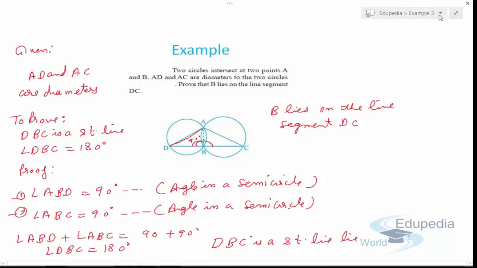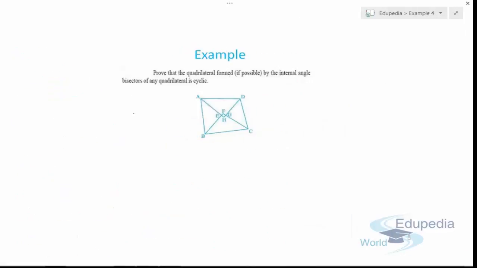Now let's discuss the last example of this video. It's a very good example, so you have to watch it very carefully. We need to prove that the quadrilateral formed, if possible, by the internal angle bisectors of any quadrilateral is cyclic. So we need to prove that FGHE is a cyclic quadrilateral. Let's see how we can prove this.